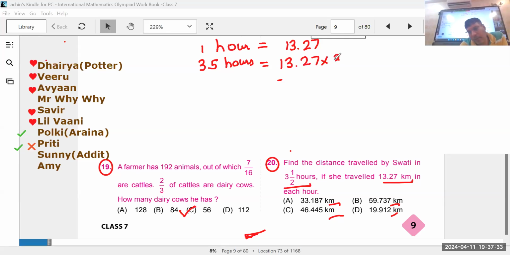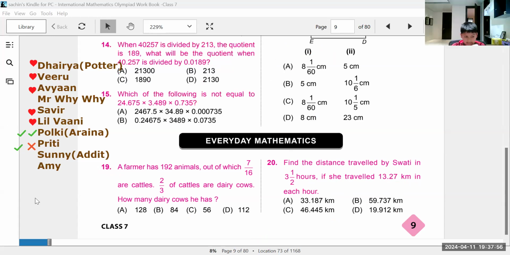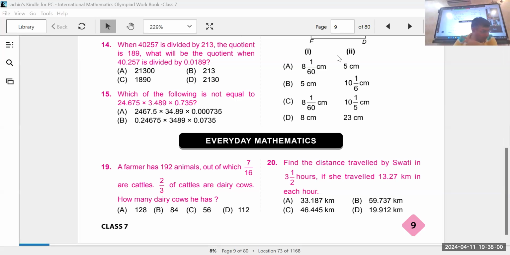13.27 multiplied by 3.5. So Pritesh, do you need help in this multiplication? No, sir. I didn't know that I have to turn it into decimals. Beta, because all the options are in decimals. Okay, sir. So the answer would be C only for the 20th question also. Sir, I didn't do like that. Beta, it's okay. Any method is good, but I think this is also a good method which I told you, right? Yes, okay.